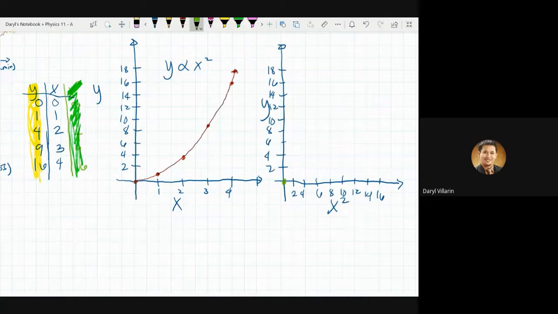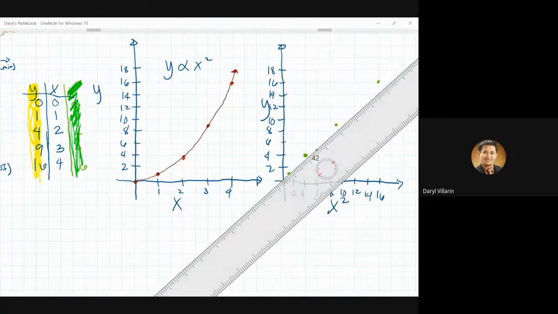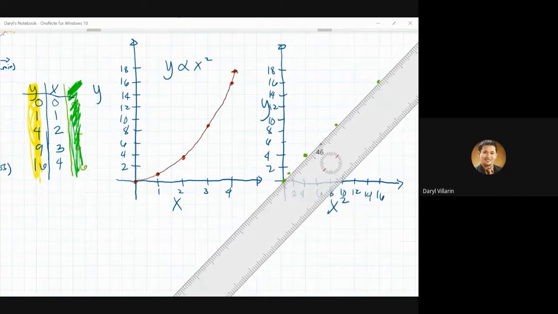0, 0. And then for 1, it's 1. For 4, it's 4. And then for 9, it's 9. 9 is somewhere here. And then for 16, it's 16. So if you can see, generally, that is just a straight line. Although not perfectly, because I approximated the half portion. But if you can see, this becomes a straight line.